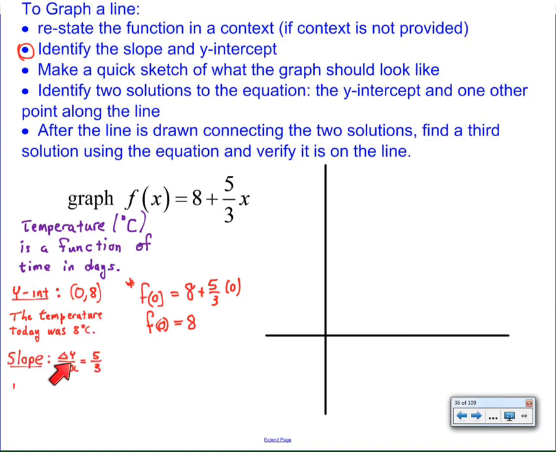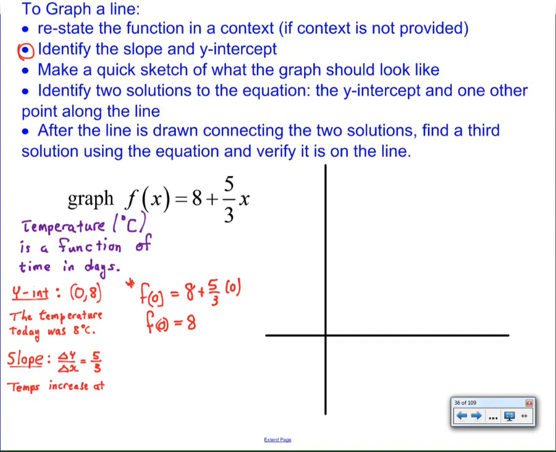Then identify the slope. Slope in this case is 5/3. You can see that right here. Now I'm going to pause and just say, the slope is not 5/3 x. 5/3 x is not the slope. The slope is 5/3. When we multiply the slope by x, it produces a new y value. So remember, the slope is not 5/3 x, it's just 5/3. So change in y, 5 for every 3 x's across.